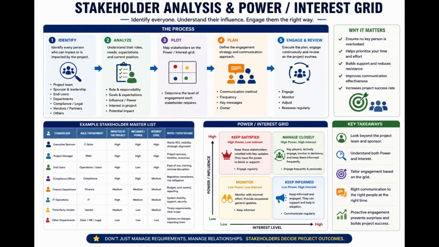Next, the process begins with a comprehensive stakeholder analysis to identify every single person who impacts or is impacted by your project. You must look beyond the immediate project team and the primary sponsor to consider end users, compliance officers, secondary departments, and third-party vendors. Once you have your master list, plot these individuals on a power interest grid to determine how closely they need to be managed. High-power, high-interest stakeholders will require intense, personalized engagement, while low-power, low-interest groups may only need occasional generalized updates.